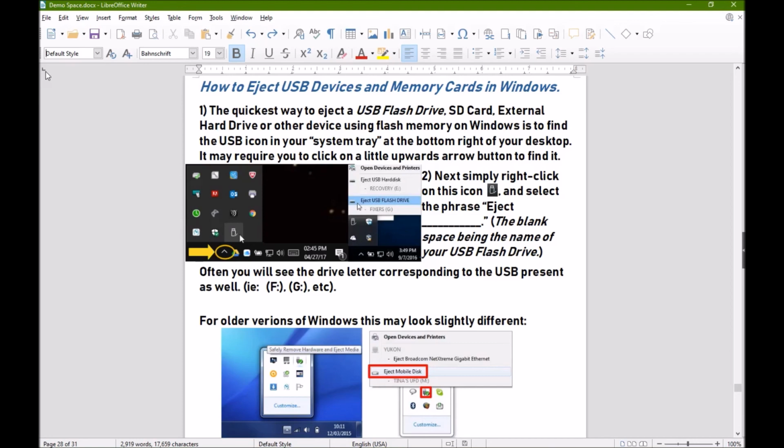Step 2. Simply right-click on this icon and select the phrase Eject blank, the blank space being the name of your USB flash drive. Often, you will see the drive letter corresponding to the USB present as well. This might be F, G, H, or otherwise. For older versions of Windows, this may look slightly different, as shown here.